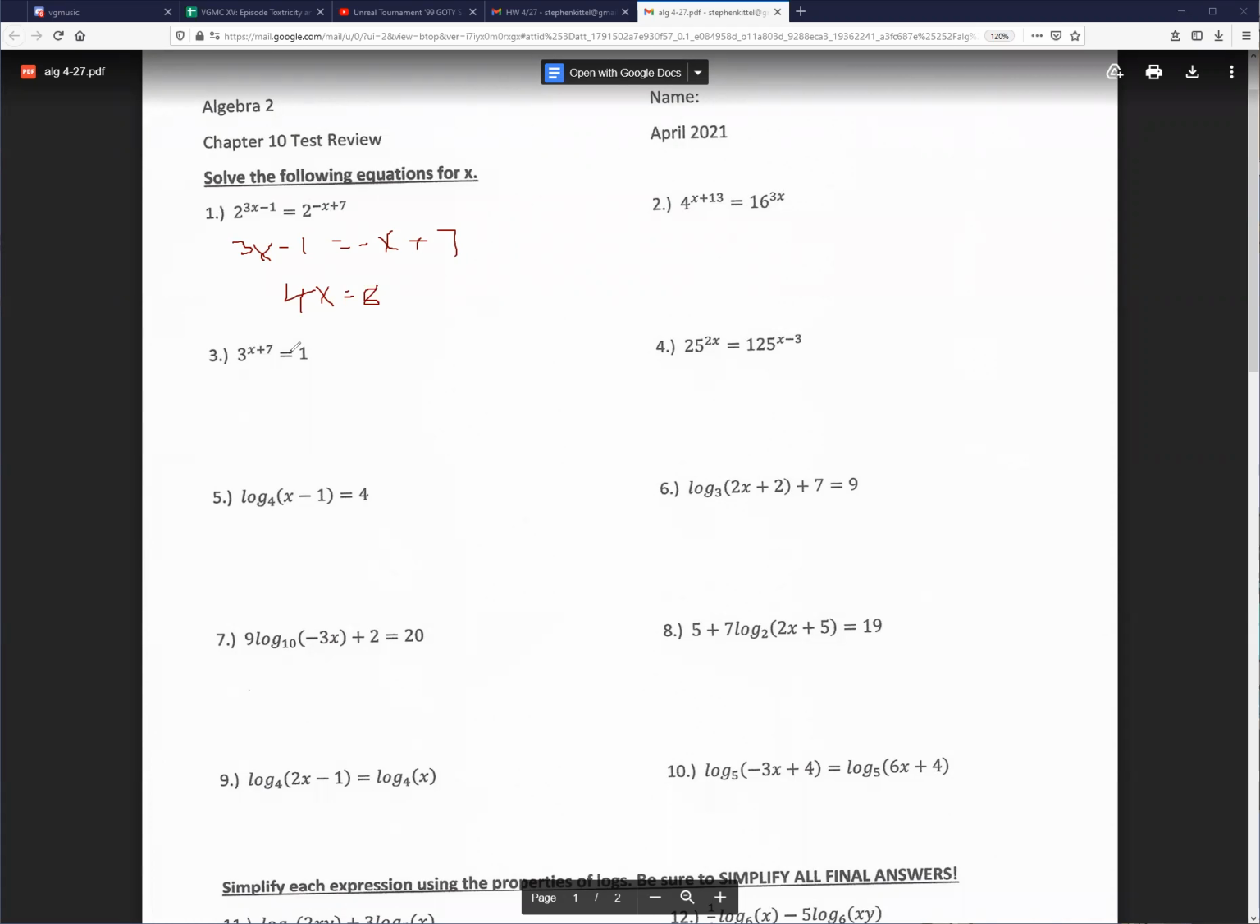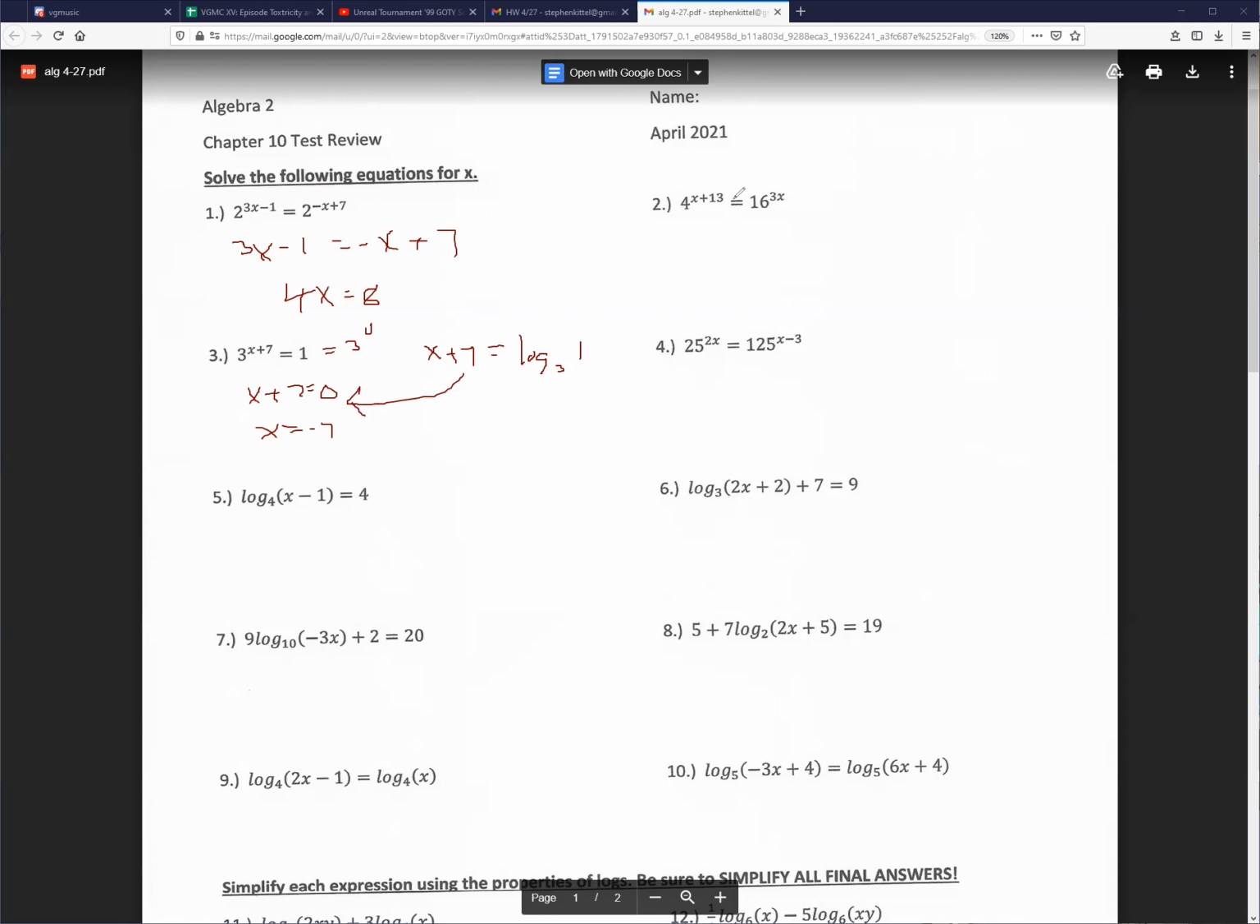This is a log both sides. Well, actually, or we could write 1 as 3 to the 0. And then we can just say x plus 7 equals 0, and therefore x equals -7. Alternatively, you do log base 3 on both sides, and you get x plus 7 equals log 3 of 1. But log base anything of 1 is equal to 0, so that just kicks you back over to here.